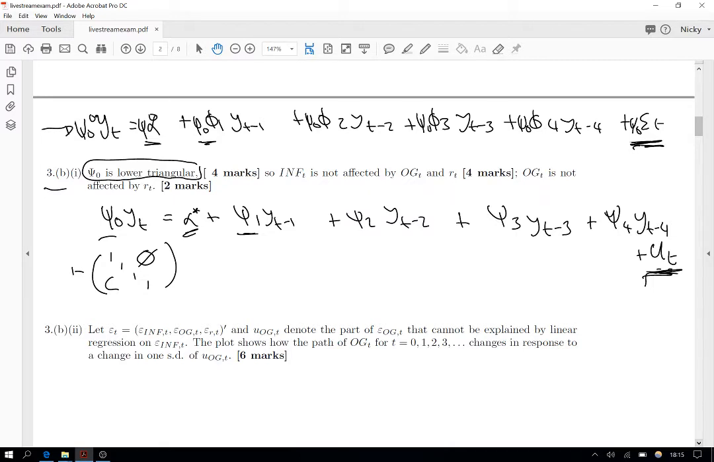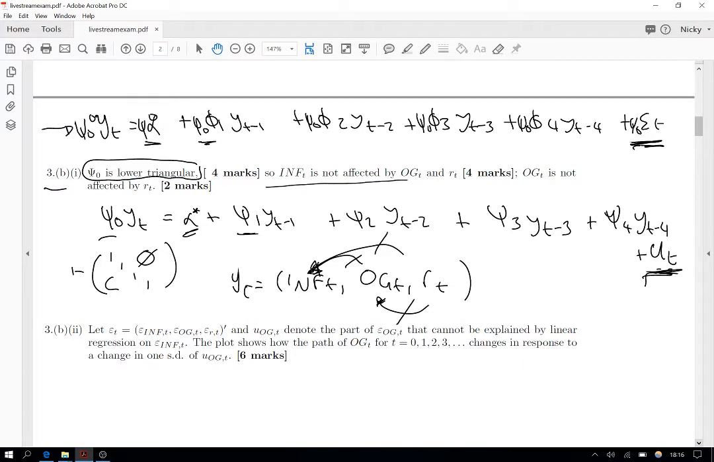And then we want the ordering to be as in the question. In the question, we've got it ordered as yt equals inf t, og t and rt. So we just state that inf is not affected by these two. So this variable isn't affected by this or this. And then finally, this is not affected by this. So again, we can't have this. This is ruled out, and we can't have this either. So we can't have this or this. So this is what this just says here.